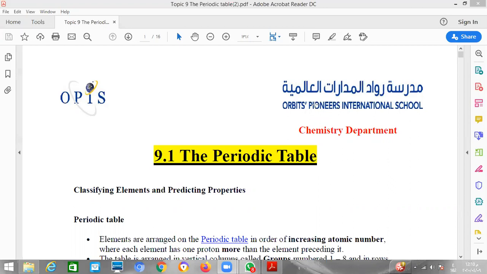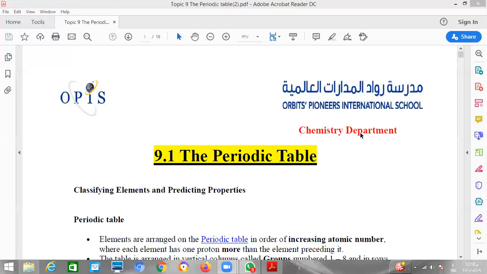You have to solve classified past papers. And if you have any question, you have to contact me directly. Today, inshallah, we'll talk about topic number 9, which is called the periodic table. Topic number 9 is the periodic table.